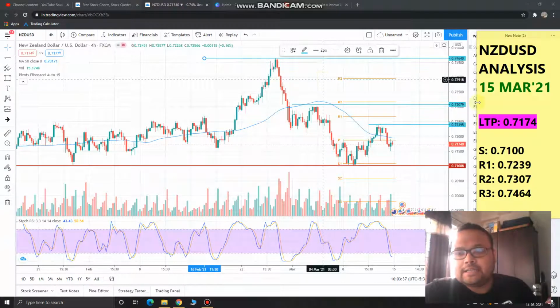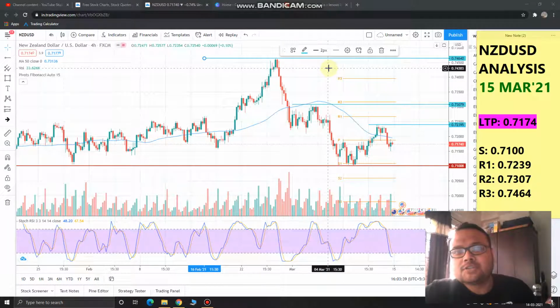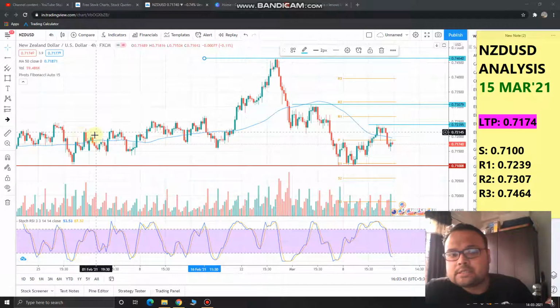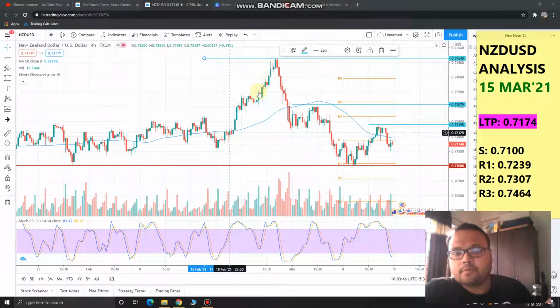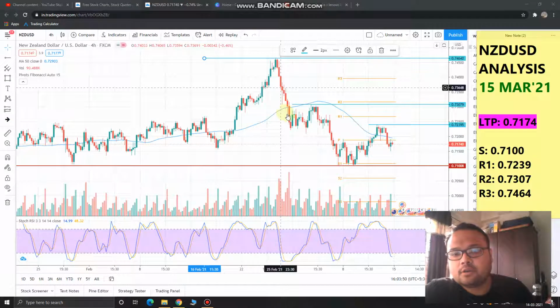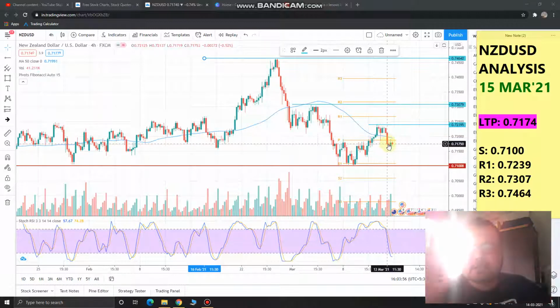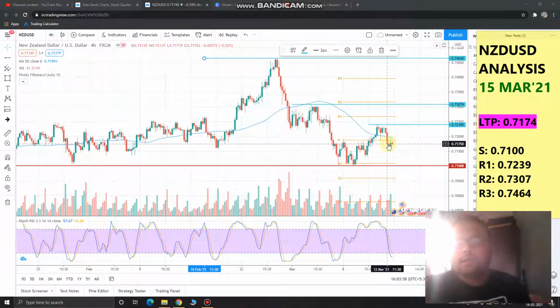So you can see that I have a few lines on the chart. Market was in consolidation, and after that market went up, and after that there was a sharp fall. Market took support here and went up a little and right now is trading here. So this is the rough picture of New Zealand dollar, US dollar.